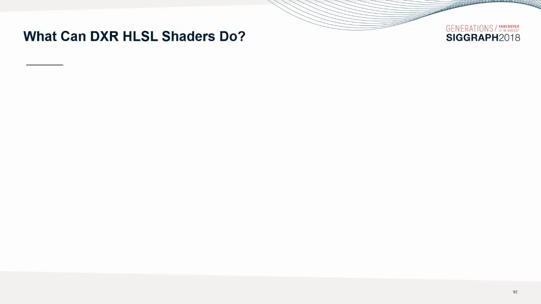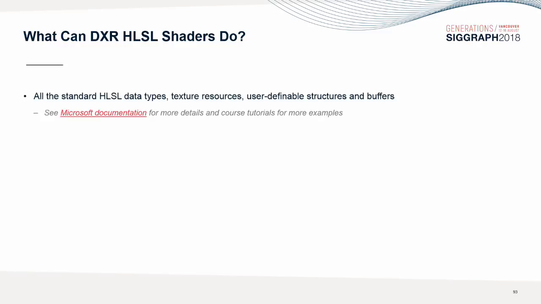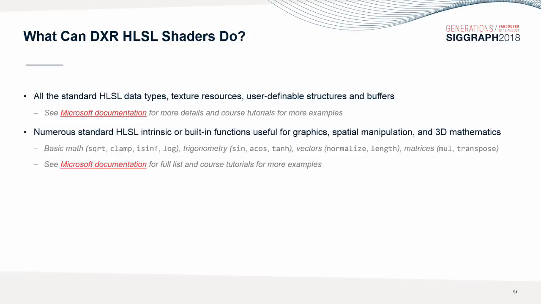Okay, so now that I've given you a simple high-level view, well, actually a low-level view of what these shaders do, let's ask a little bit more specifically, what sort of features do you have available to you here? You have available all the standard HLSL data types, texture resources, et cetera, and I would refer you to the Microsoft documentation if you don't know what those are. You have the standard built-in HLSL intrinsics for math, things like graphics, spatial manipulation, 3D math, square root, et cetera, trigonometry, vectors, normalize, length, matrices, and again, I'll refer you to the Microsoft documentation if you're not familiar with all this already.